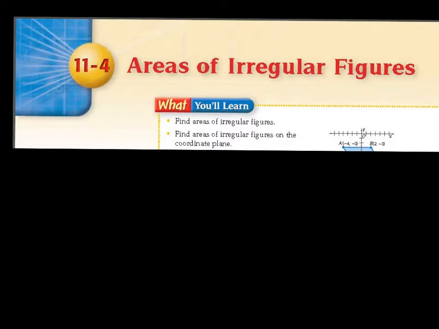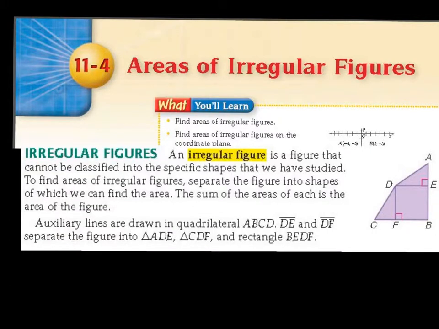In Lesson 11.4, we're going to look at how to find the area of irregular figures, and find areas of irregular figures that are graphed on the coordinate plane. An irregular figure is a figure that cannot be classified into the specific shapes that we've already studied. To find the areas of irregular figures, separate the figure into shapes of which we can find the area. The sum of the areas of each is the area of the figure.